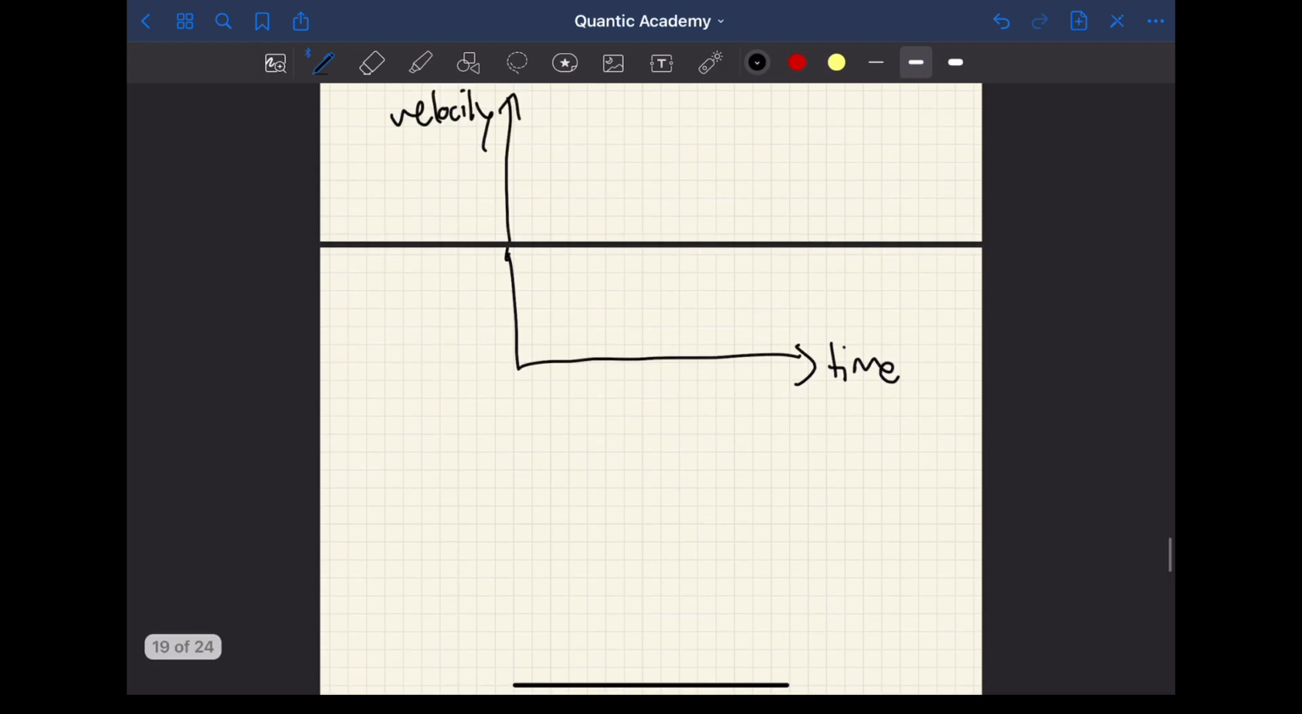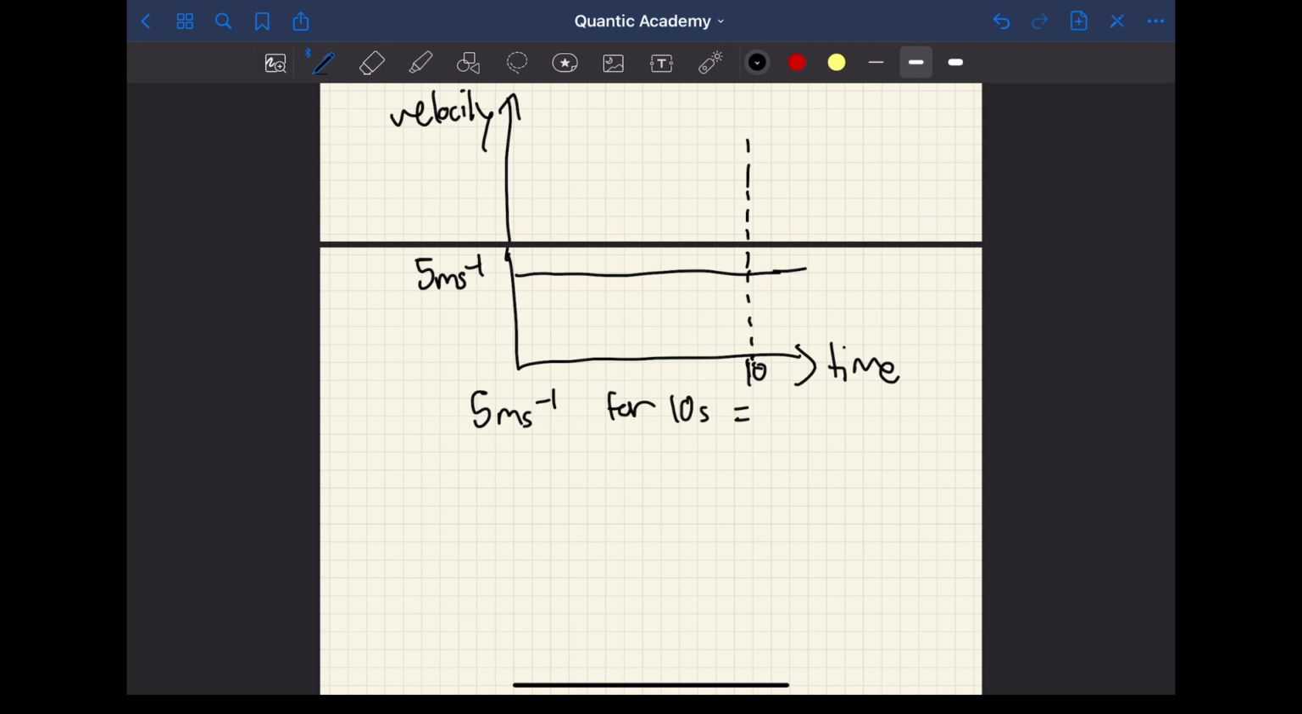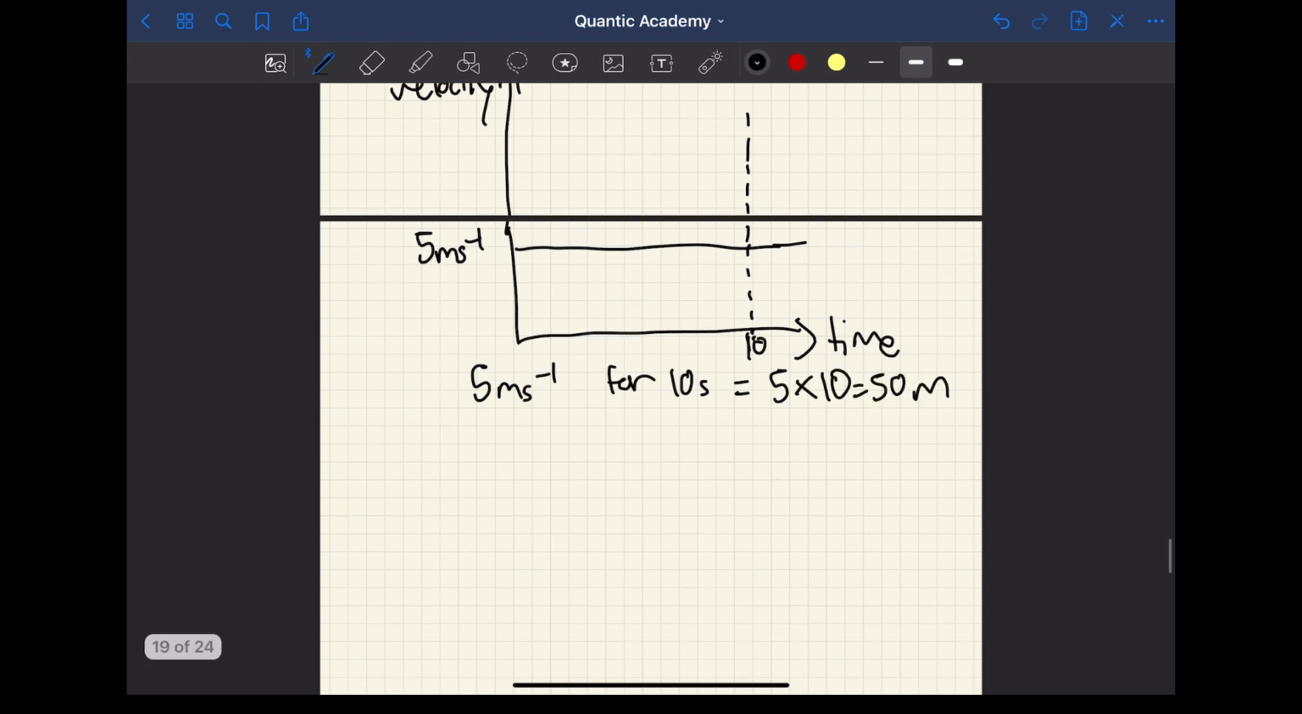So let's say I have a speed-time graph. I'm going at 5 meters per second. And let's say I'm going for 10 seconds, okay? So 10 seconds here. Now, what's the distance traveled? Well, if I move 5 meters per second for 10 seconds, that's 50 meters. 5 times 10, okay? So that's 50 meters.